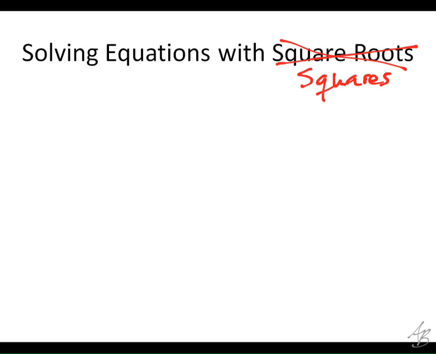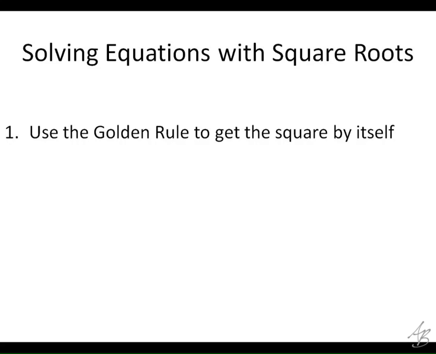All right, so we still use the idea that squares and square roots are opposites of each other. And now we're going to use that to get rid of a square instead of a square root. So the first thing we're going to do is use the golden rule to get the square by itself. Now, just like when we were solving equations with square roots, since we want to get that square by itself, we're going to box the square in an equation also. So we're going to put a box around that square when we see it, so that we know we have to get that square by itself first, and then we can get rid of the square, and then we can do other stuff. All right, so the first thing we're going to do is get that square by itself using the golden rule.